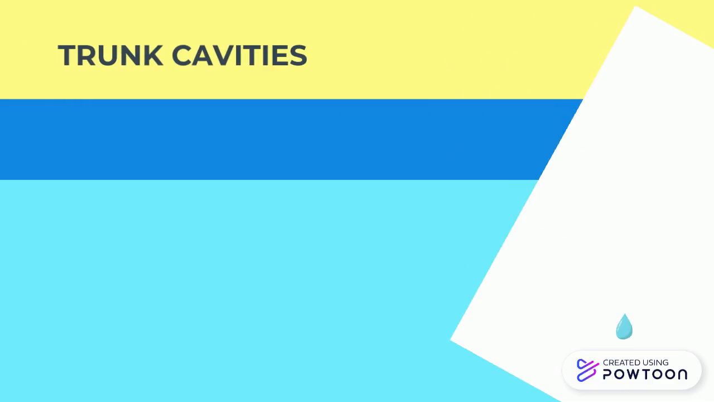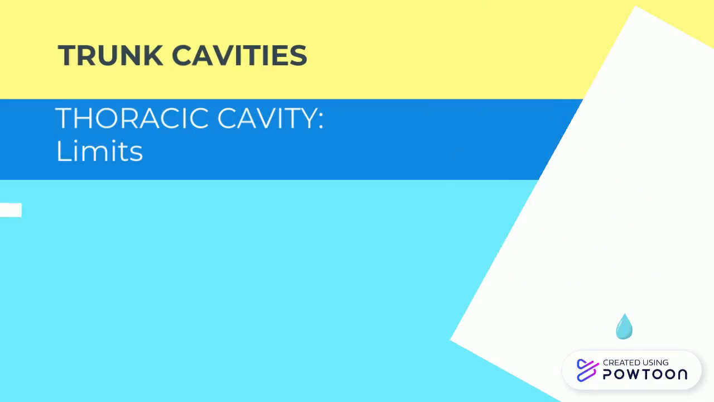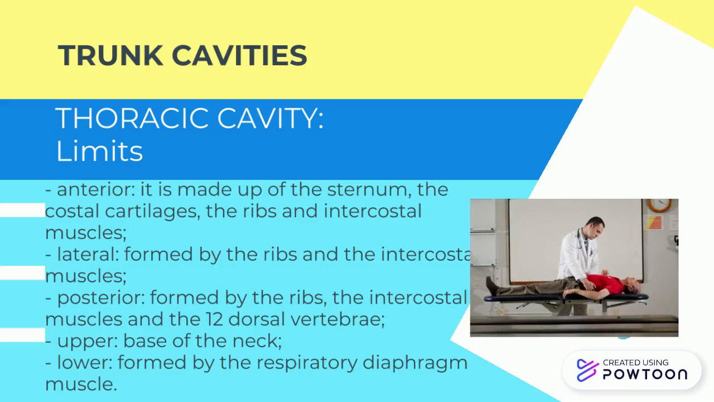Limits. Anterior, it's made up of the sternum, the costal cartilages, the ribs and intercostal muscles. Lateral, formed by the ribs and the intercostal muscles. Posterior, formed by the ribs and the intercostal muscles and the 12 dorsal vertebrae. Upper, base of the neck. Lower, formed by the diaphragm muscle.